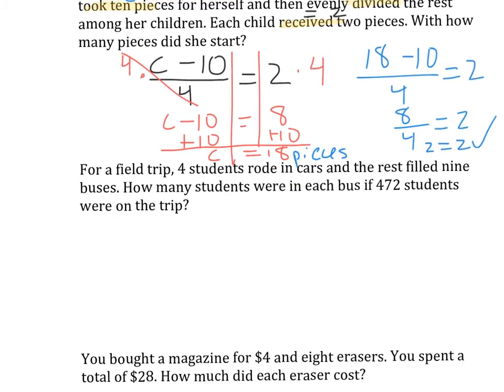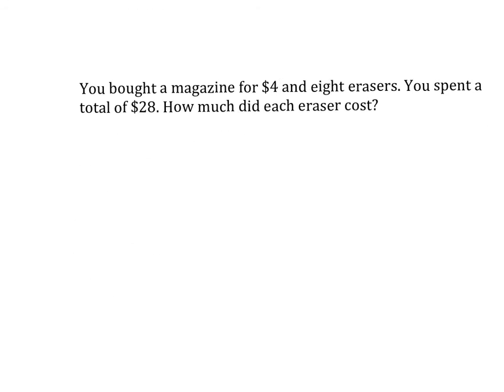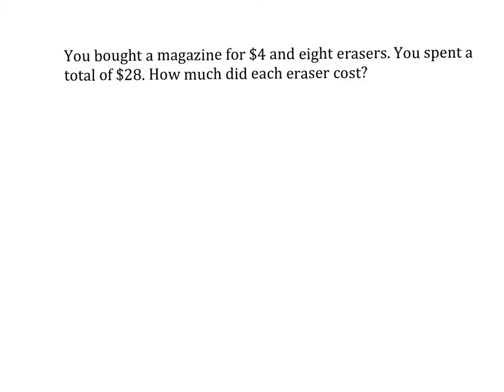Okay. We're going to skip this next one with the bus and go down to the one about a magazine. If you bought a magazine for $4 and then you bought 8 erasers, you spent a total of $28. How much did each eraser cost? Well, you bought a magazine for $4. We know you spent $4 on the magazine, plus, because you also bought 8 erasers, 8 times whatever the cost of the eraser was. We'll just say 8e because we don't know what the eraser cost is. You spent a total of $28. That word total is a key word. We know that that means equals 28.